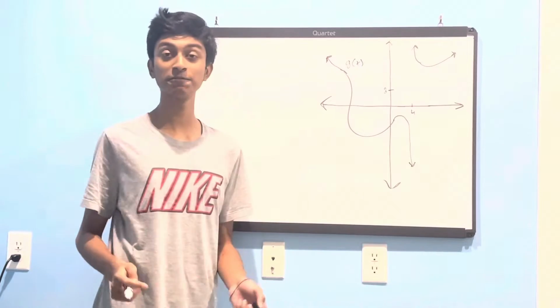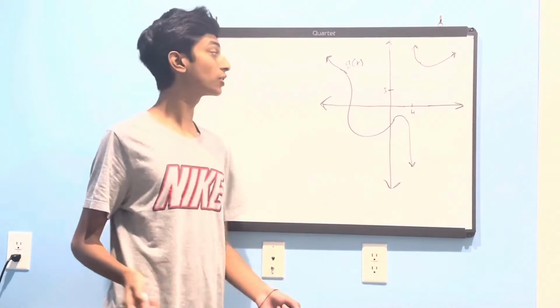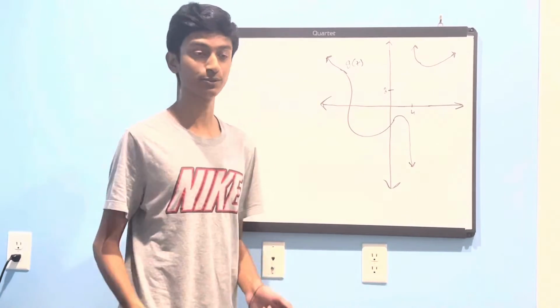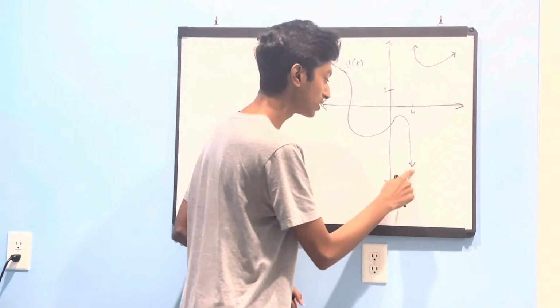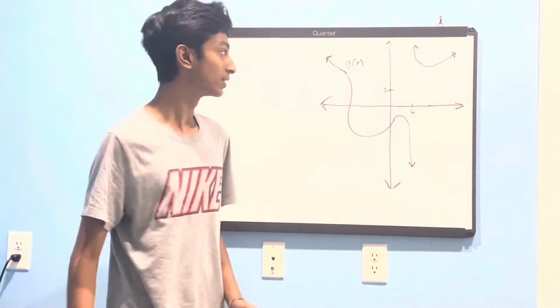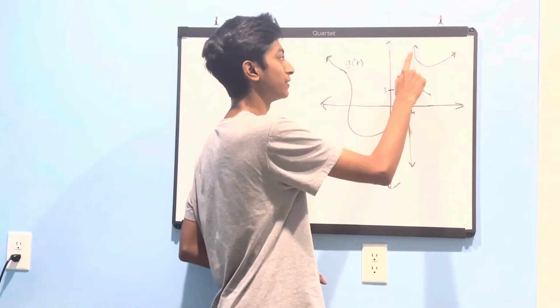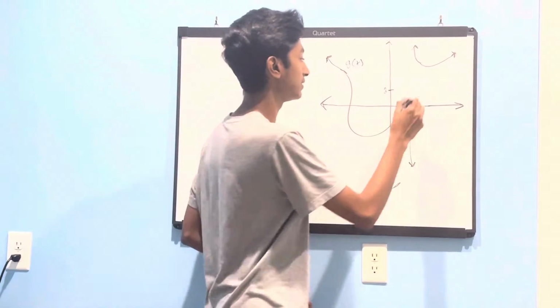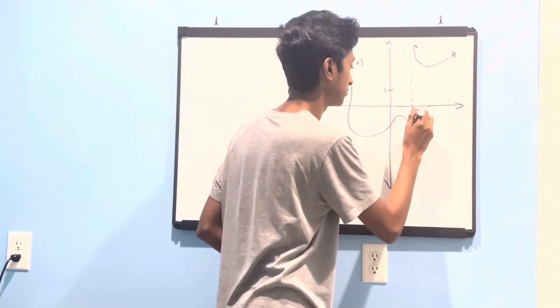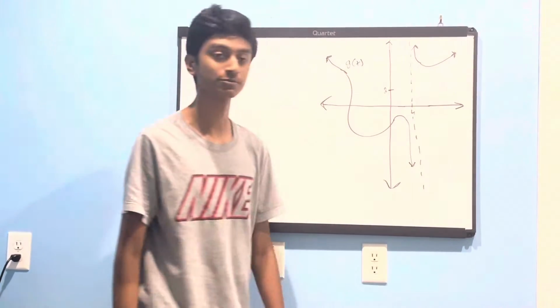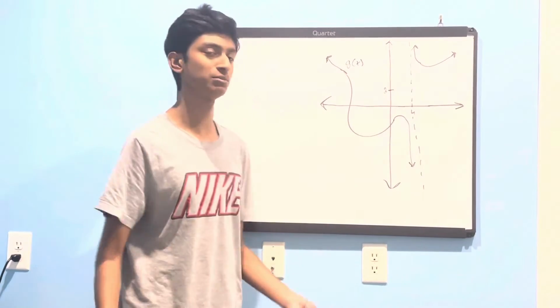So now we have a different kind of discontinuity. This is called an infinite discontinuity. And why? It's because this point continues infinitely downwards, and this point continues infinitely upwards. And it never touches the value x equals 4. So how do you find the limit of this?